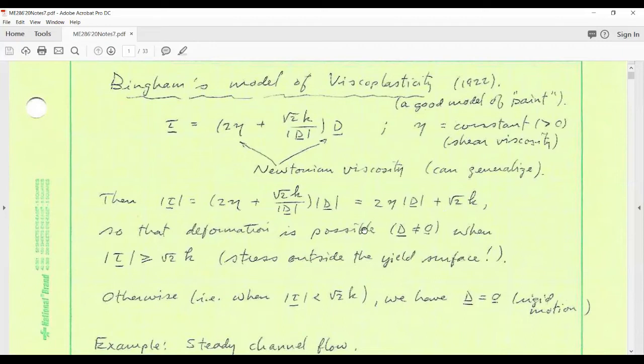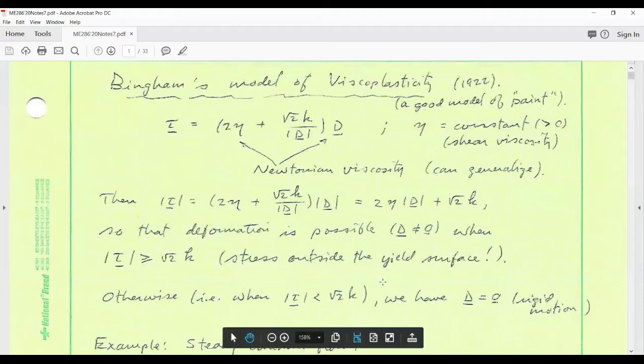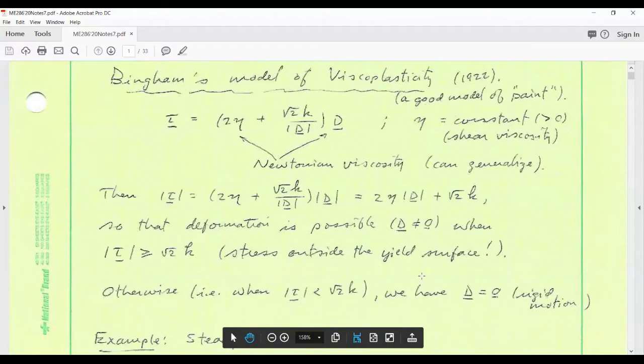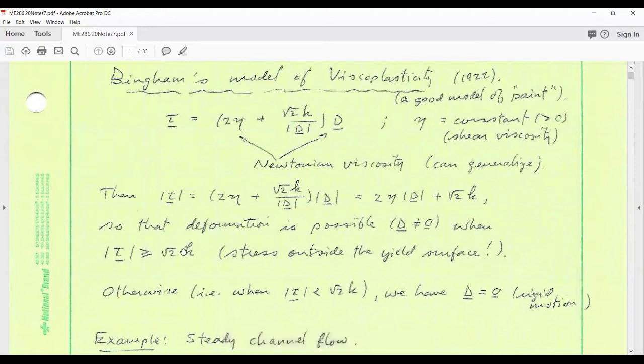And so because of this property, such models, which have been studied over the years, similar models, are called overstress models. The stress is over the value required to initiate yield. And if you have tau less than root 2k, that just means you have a rigid motion. Okay, d equals 0, there's no flow. So that's the essential and very important distinction between this model and a non-Newtonian fluid. It's this stipulation that tau has to satisfy this inequality in order to have flow, d not 0.